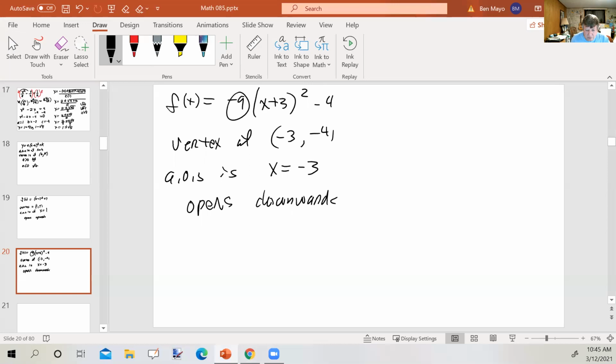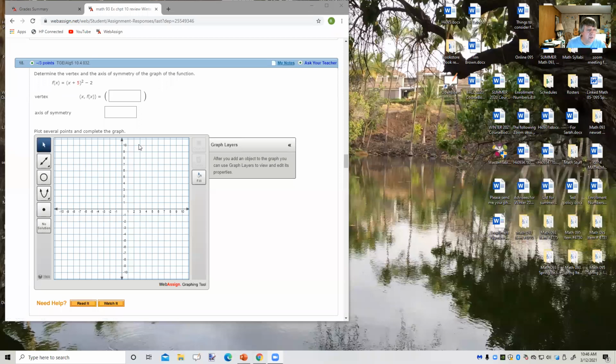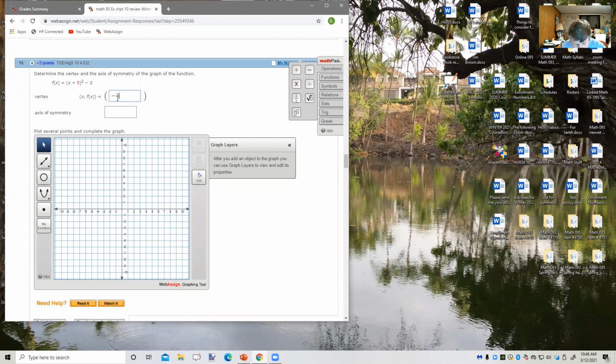Now let's take a look at the actual WebAssign problem. This says determine the vertex and the axis of symmetry of the graph of the function. So the vertex would be at -5, comma, space, -2. The axis of symmetry would be at x equals -5. And then we're to graph this.